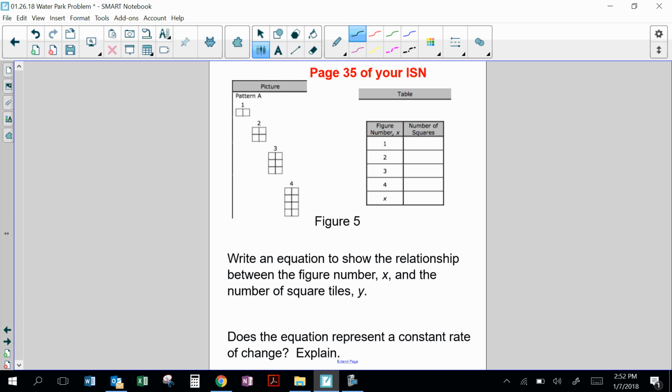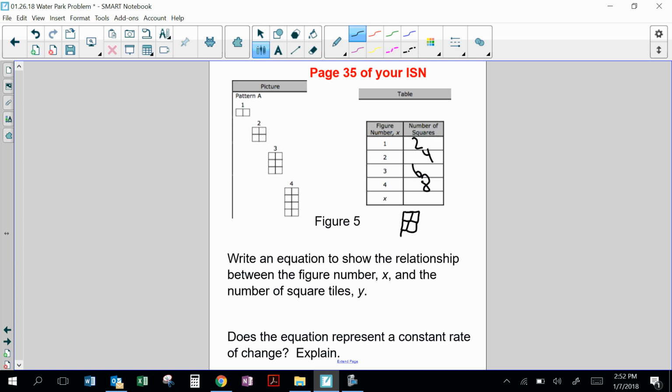Today you're going to be using some tiles. So you're going to be finding the figure number and number of squares. In figure number 1, there are 2 squares. In figure number 2, there are 4 squares. In figure number 3, there are 6 squares. In figure number 4, there are 8 squares. Can you draw figure number 5?